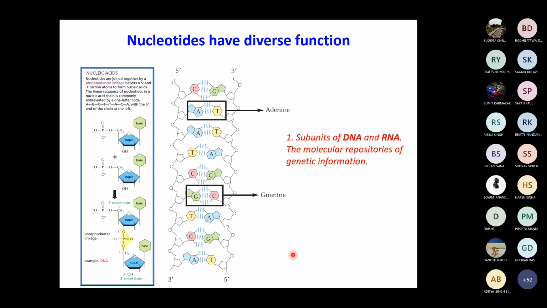Okay. So nucleotides actually have different functions. First of all, they are the subunits or the monomers of DNA and RNA. So that is why they are the repositories of the genetic information. The genetic information is present in the nucleotides, which form the nucleic acids, and we call DNA and RNA the genetic material.